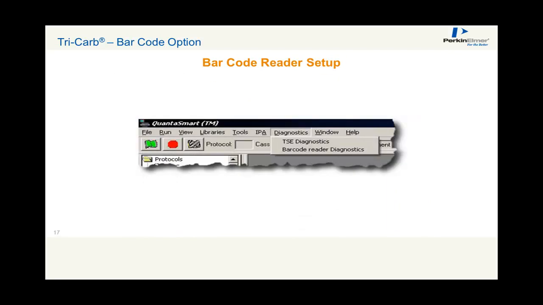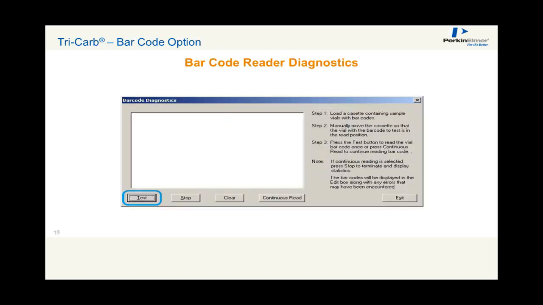To display the Diagnostics menu, select Diagnostics from the menu bar. Next, click on the Barcode Reader Diagnostics selection. The Barcode Reader Diagnostics window will now appear. Load a cassette containing vials with barcodes on the caps. Manually move the cassette so that a vial with a cap barcode is in the read position over the counting chamber. Press the Test button on the lower left of the Diagnostics window. The barcodes will be displayed in the box above the Test button along with any read errors.